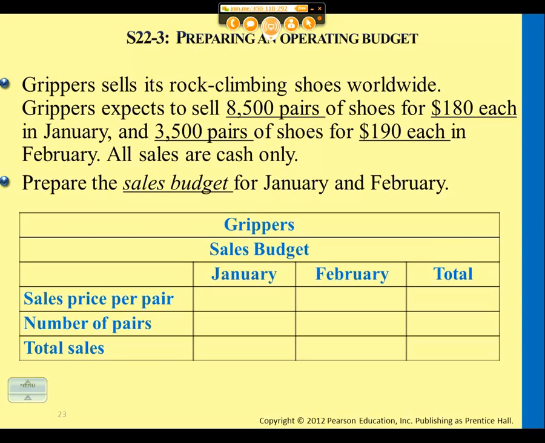Do you remember what the sales budget looks like? We have our sales price per pair, we have number of pairs, and then we have total sales. All you need to do is plug the numbers in, right? So let's practice. While you're practicing, make sure you understand what a sales budget is and what its components are.